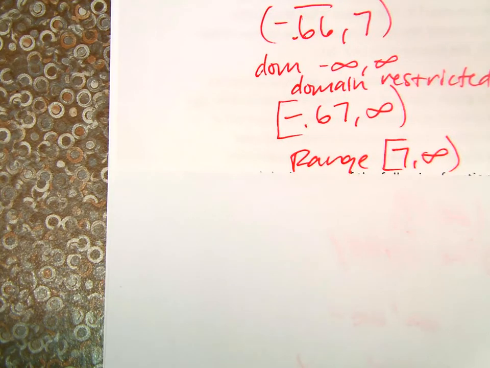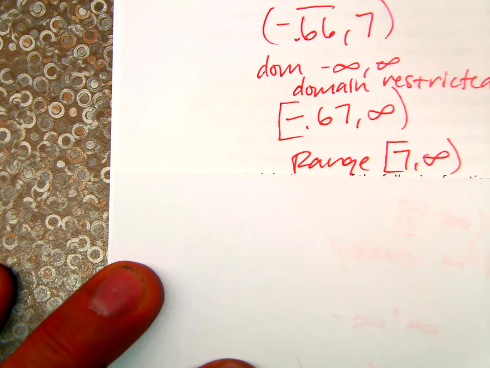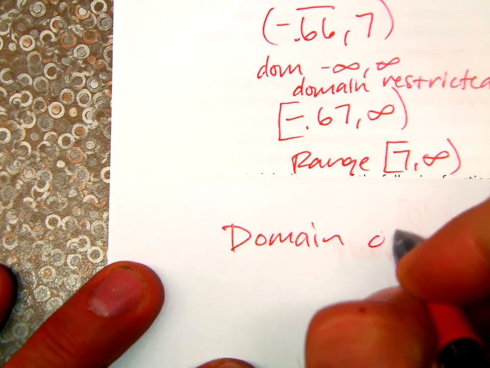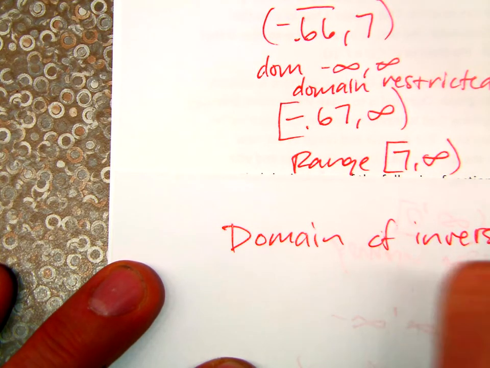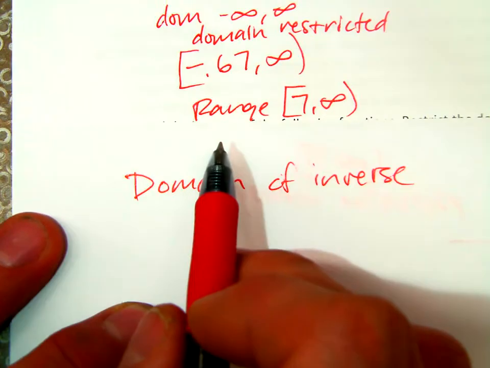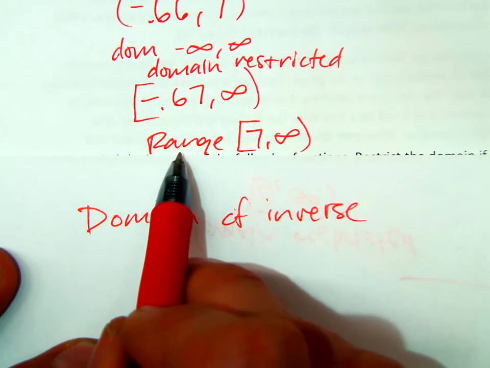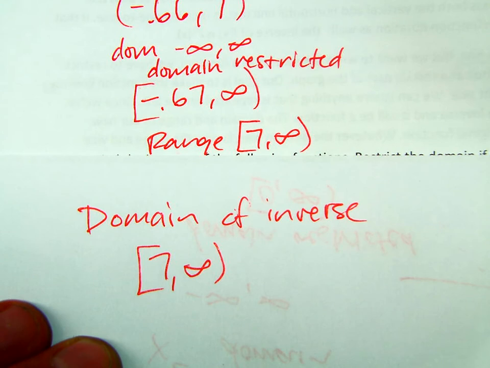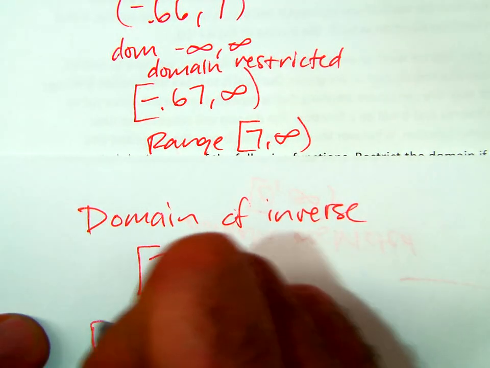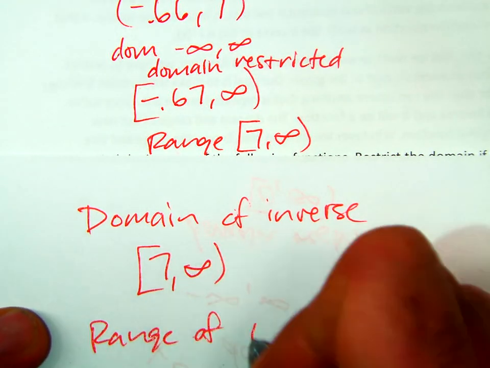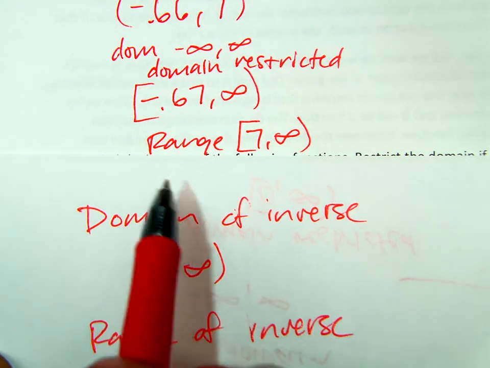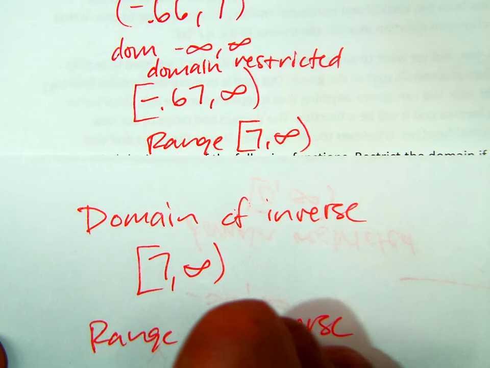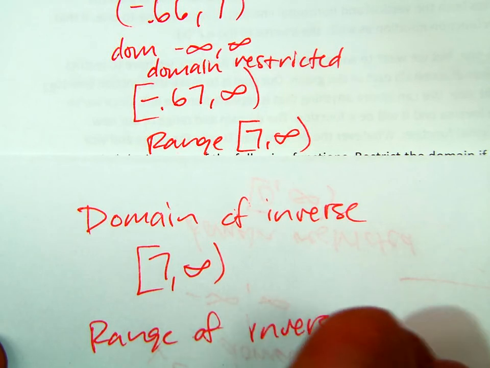So when we swap x and y, we also swap the domain and range. So the domain of the inverse is the range of the original function, which is 7 to infinity. You'll see when we do this. The range of the inverse is the restricted domain of the original function, negative 0.67 to infinity.